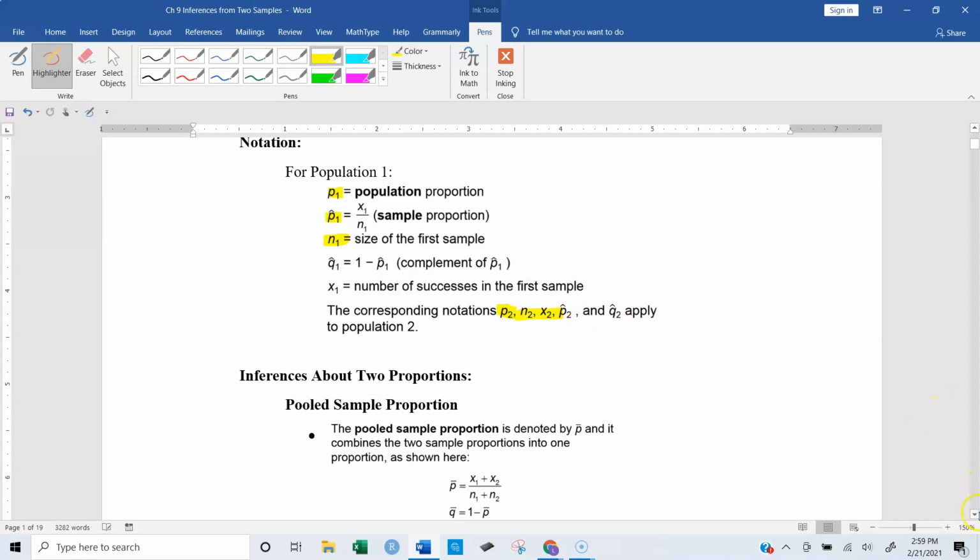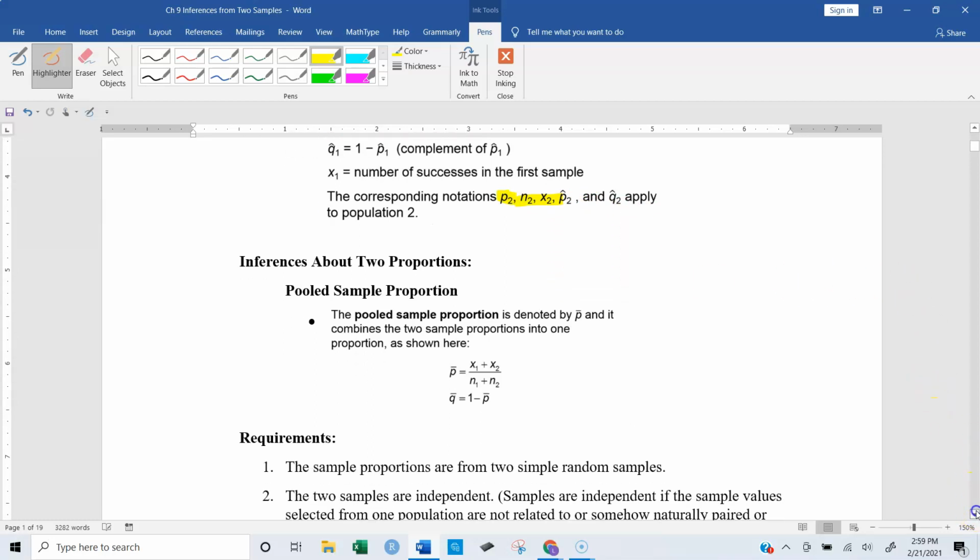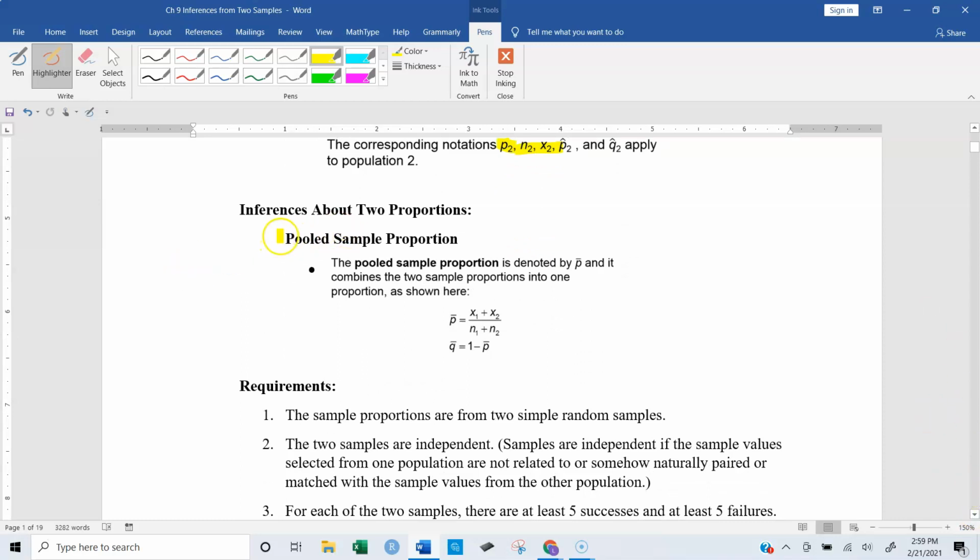The other thing that is different is we will now have a pooled sample proportion. Okay, a pooled sample proportion is when we're putting them together. So the pooled sample proportion is the p with a bar above it, and it's going to be x1 plus x2, so sample 1, sample 2, over how many in sample 1 and sample 2. Nothing different. We're pooling them, we're putting them together.